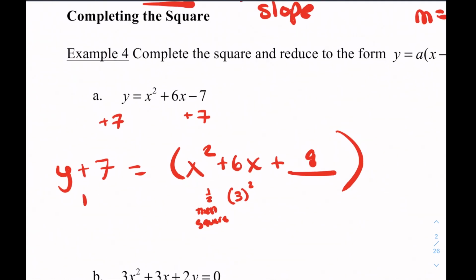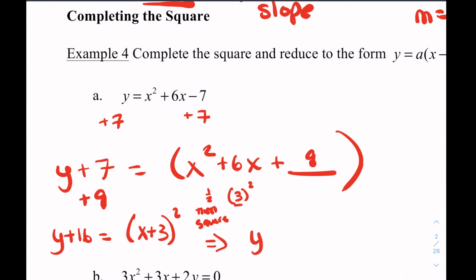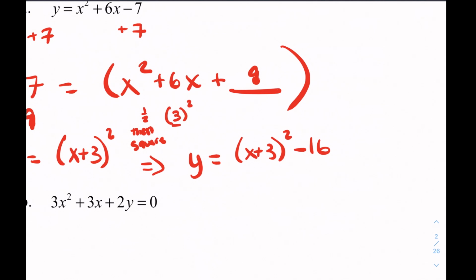Whatever you do to one side, you do to the other. So we added 9 on one, we add 9 to the other, which gives us y plus 16 equals, now we use this half term, which would be x plus 3 squared. Now, if you wanted to get fancy, you could say this is just y equals x plus 3 squared minus 16. If you have everything on one side, this also tells you that the vertex is inside parentheses, we do the opposite, so negative 3. Outside parentheses, we stay the same, would be negative 16.